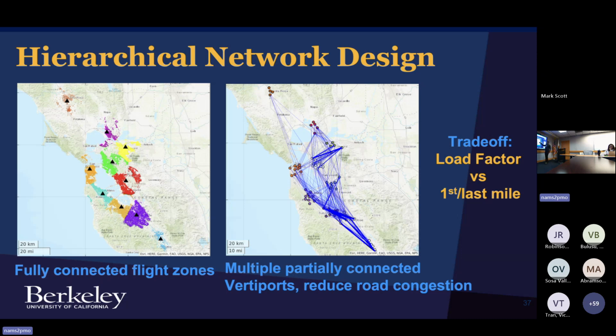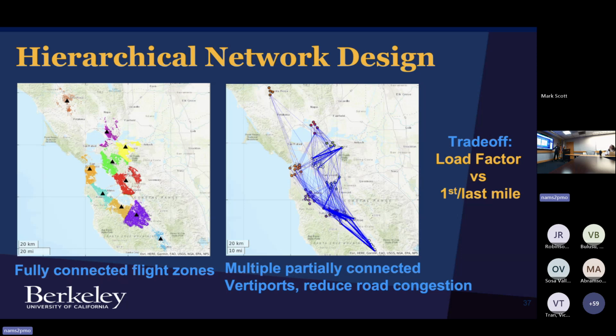So that's why we do this hierarchical network design, where we create these zones, which are fully connected to each other. And then inside each zone, we put a number of vertiports. There's a second reason to do that too. Every vertiport is not fully connected to every other vertiport. So if you want to go to a destination, this is your closest vertiport, but there may be no flight from there to that destination. So you've got to go somewhere further. You lose on the first and last mile, but you gain on the load factor. So that's the trade-off that this is done for.